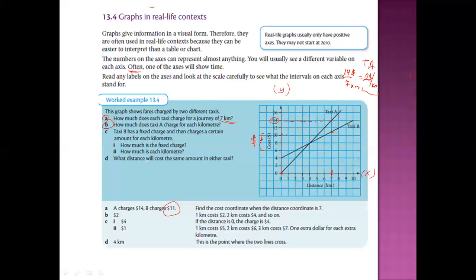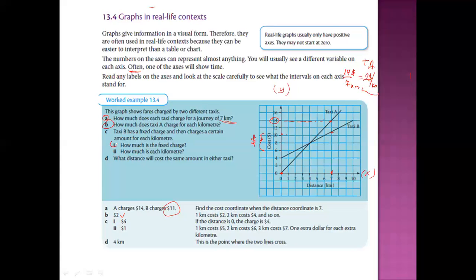And taxi B, there is no question for taxi B. Option C. Let's read the explanation. 1 kilometer costs $2, 2 kilometers cost $4, and so on. So per kilometer, taxi A charges about $2. And C: taxi B has a fixed charge and then charges a certain amount for each kilometer.